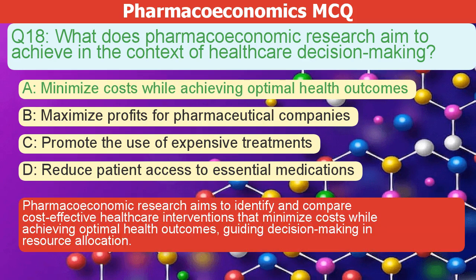The correct answer is A. Pharmacoeconomic research aims to identify and compare cost-effective healthcare interventions. These interventions minimize costs while achieving optimal health outcomes. This research guides decision-making in resource allocation.